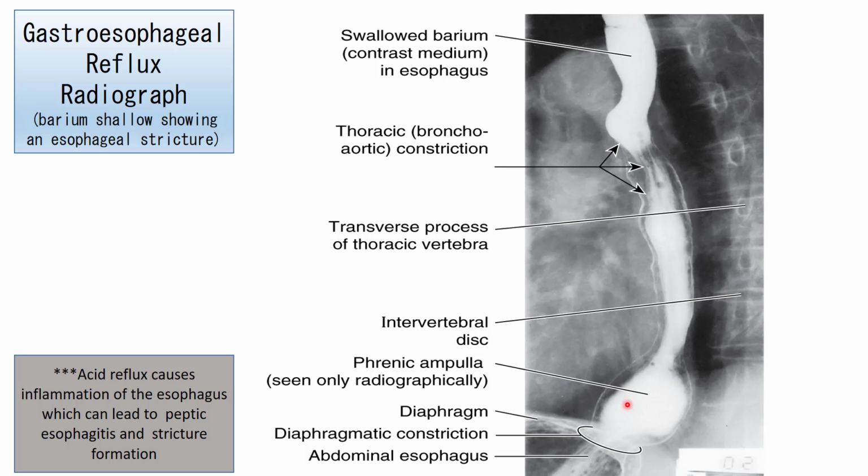The phrenic ampulla is here, so it's about above the diaphragm. It's only seen radiographically. Then the diaphragm is going to be right here. And here's another constriction. It's a naturally occurring constriction, the diaphragmatic constriction. And then after the thoracic esophagus, of course, we have the abdominal esophagus. Important to note, acid reflux, so gastric reflux, causes inflammation of the esophagus, which can lead to really painful and also dangerous peptic esophagitis and stricture formation.